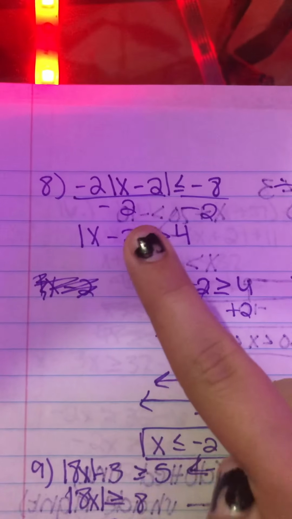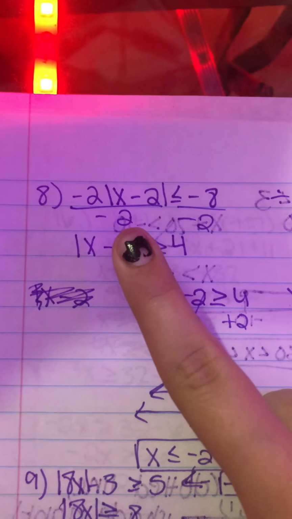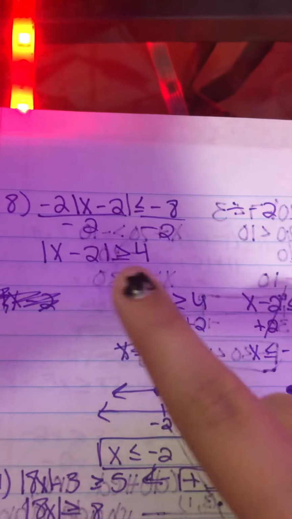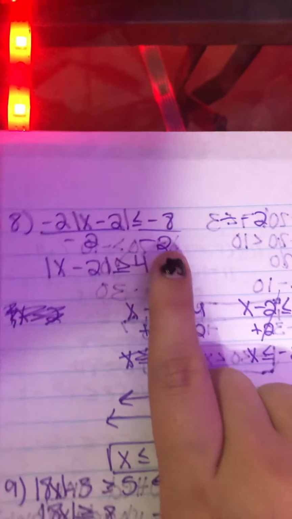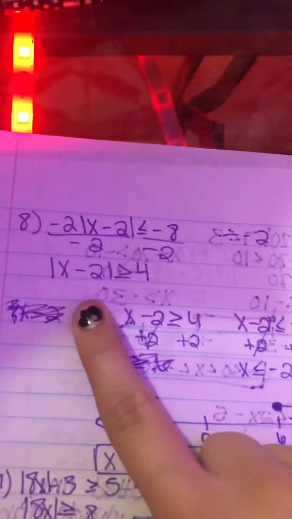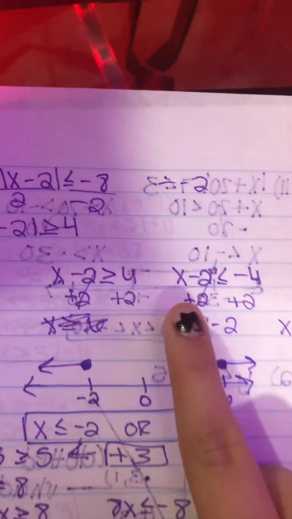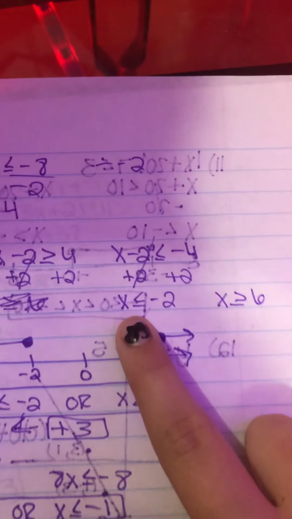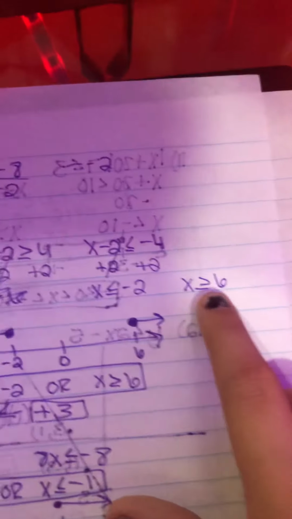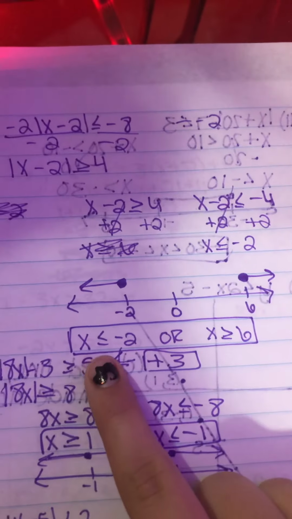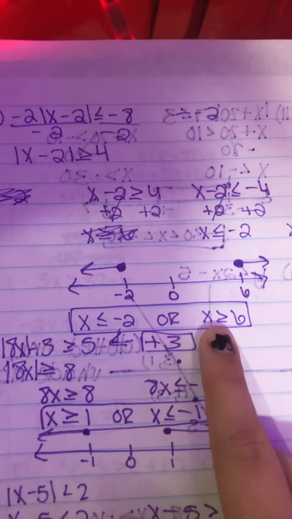And then I have number 8 right here. And it was -2 times the absolute value of x minus 2 is less than or equal to -8. So I divided by the -2 to get rid of it, and then I got this. X minus 2 is greater than or equal to 4, so I separated that into 2, added 2 on both sides, and I got x is less than or equal to -2. I moved this over here because it's easier for me to see the arrows. And so I have the -2, I graphed it, and 6, graphed it. X is less than or equal to -2, or x is greater than or equal to 6.